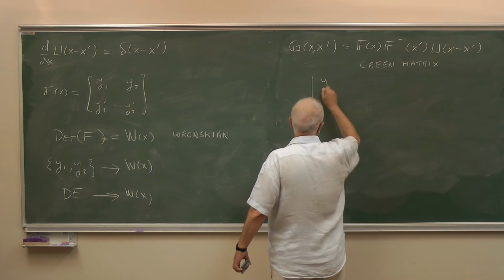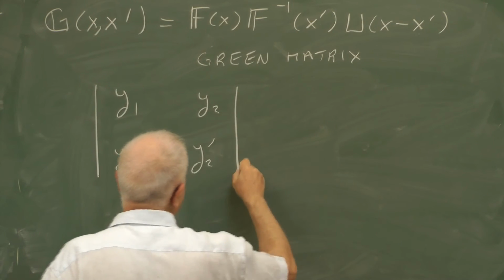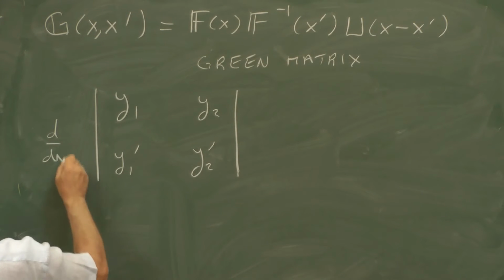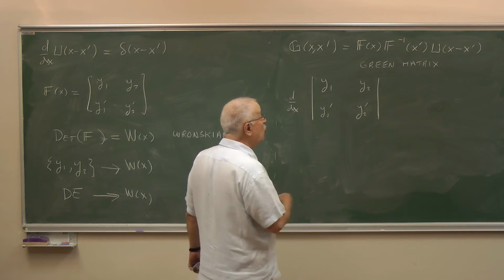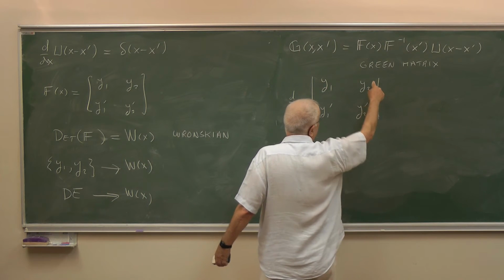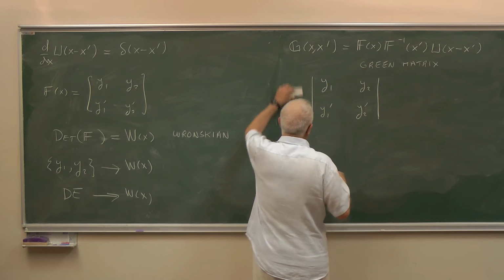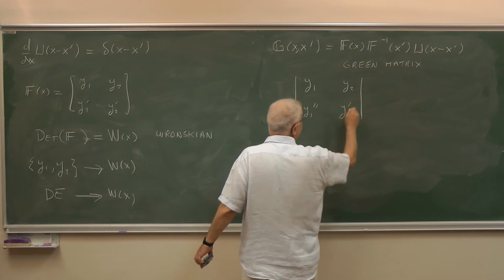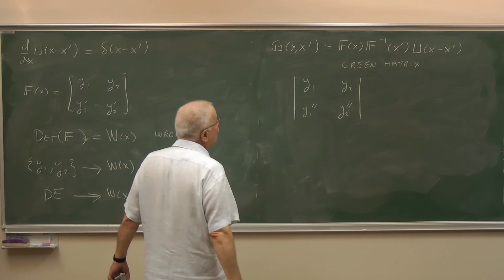Let's take the determinant y1, y1 prime, y2, y2 prime, and let us differentiate this, d dx. What is the derivative of a determinant? Well, we can differentiate row by row. Now, if I differentiate the first row, the result will be 0 because the first and the second rows will be the same. So the only contribution will be the first row staying intact, the second row being differentiated. But what is y1 double prime?